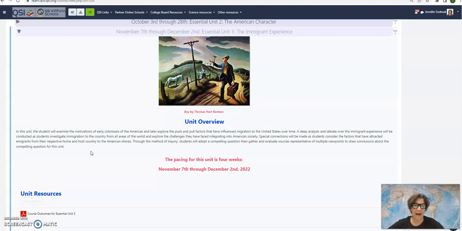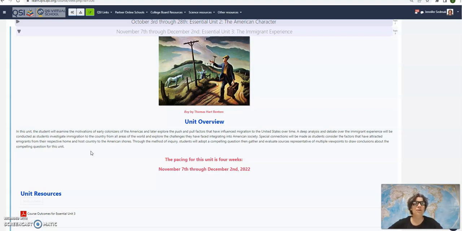Push factors is why the immigrant left, and the pull factors is why they went to the place that they chose to go to. So we'll look at push and pull factors that influence migration to the United States over time. I mentioned the colonial period starting with that, but we're going to go all the way up to the present. A deep analysis and debate over the immigrant experience will be conducted as students investigate immigration to the country from all areas of the world, explore the challenges that they face integrating.